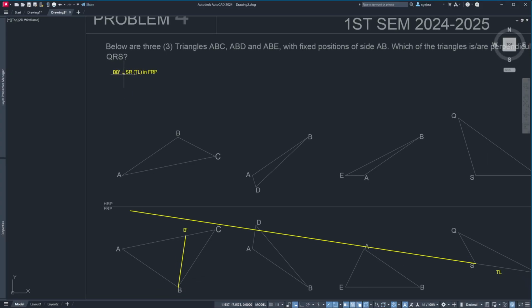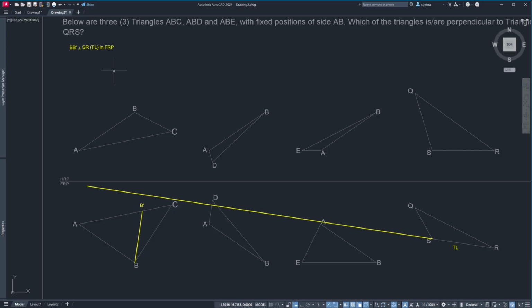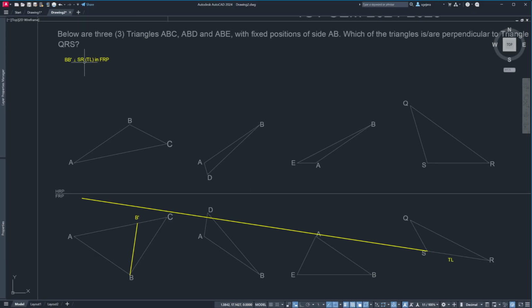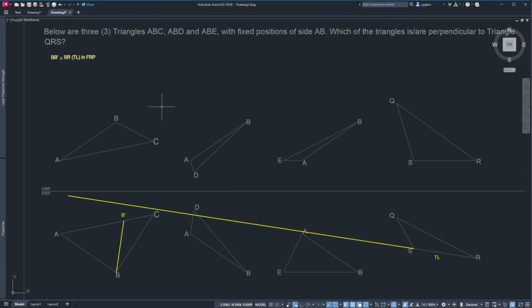But hindi pa natin pwede i-conclude. We cannot conclude right away that ABC is already perpendicular to QRS because we need to show at least two lines contained in QRS. So later natin siya ipoprove, and sabay-sabay na natin siyang gagawin with one line here. Okay? So, ito muna, first proof.